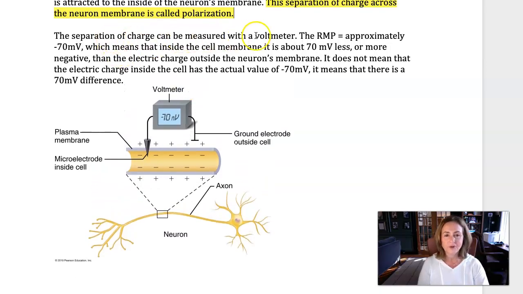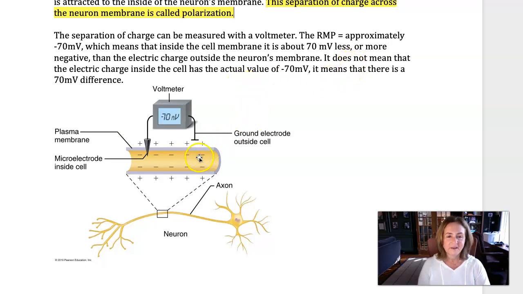The separation of charge can be measured with a voltmeter. The resting membrane potential equals approximately -70 millivolts, which means that the inside of the cell membrane is about 70 millivolts less, or more negative, than the electric charge outside of the neuron's membrane. It doesn't mean that the electric charge inside of the cell has an actual value of negative 70 millivolts.